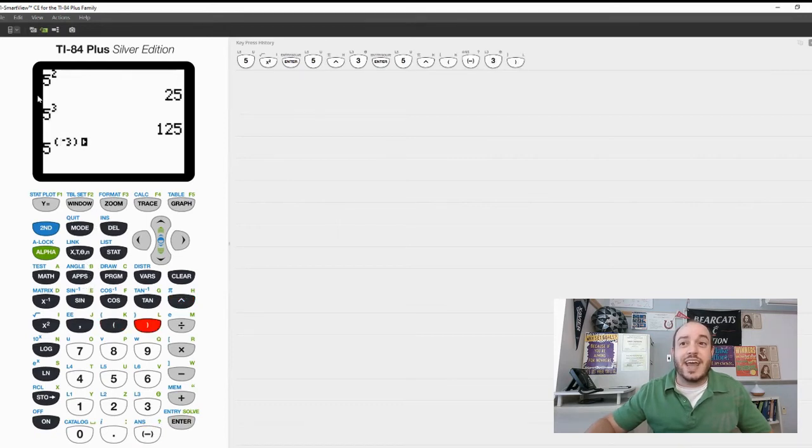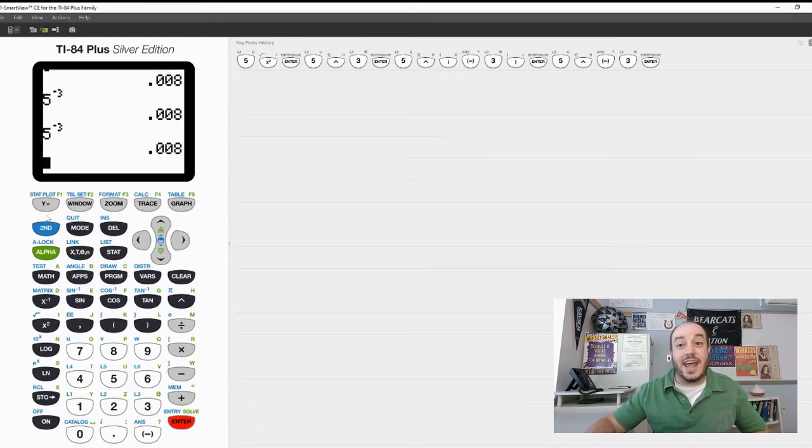The thing is, you can't have too many parentheses because as long as you put them in correctly, it will always recognize what it is you wanted, all right? In this case, the 84 Plus Silver Edition does actually handle the exponent without the parentheses, but as you can see here, it didn't hurt me to be safe and have those on there. Now, with that said, let's go ahead and move on to our roots.